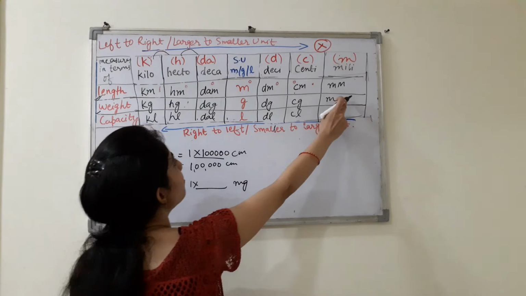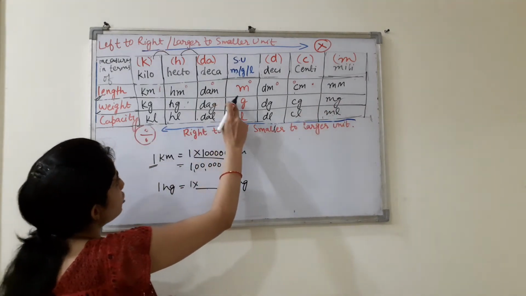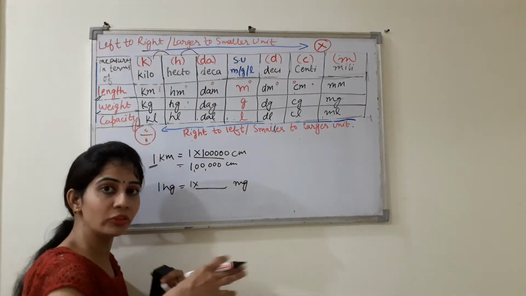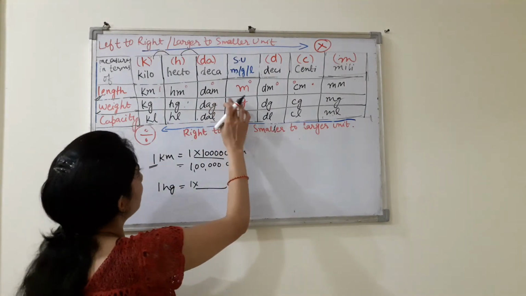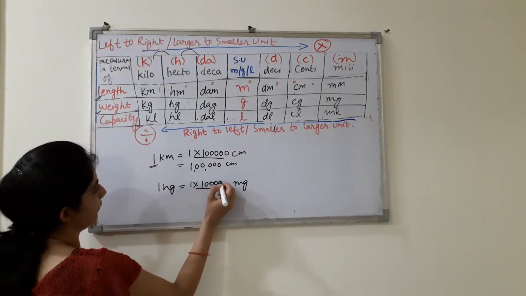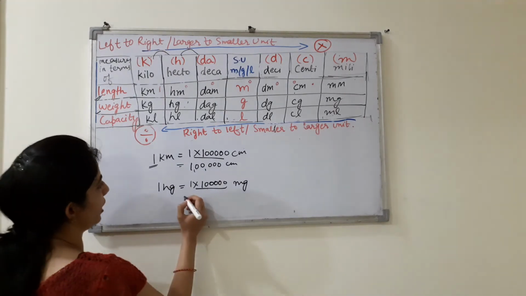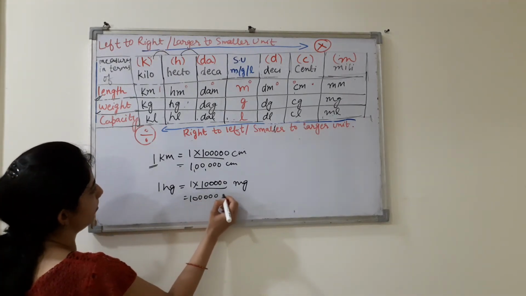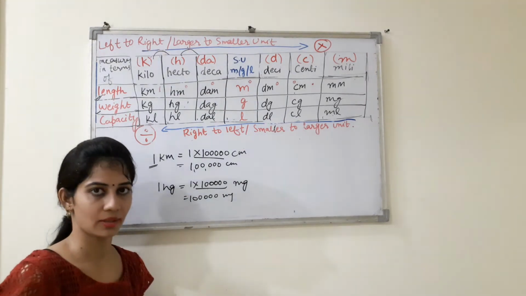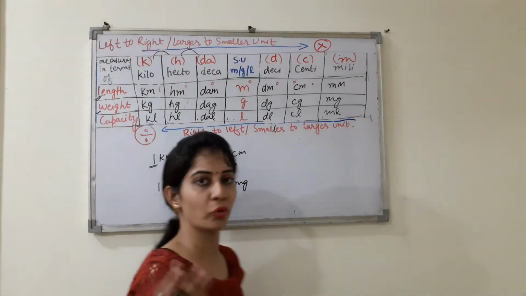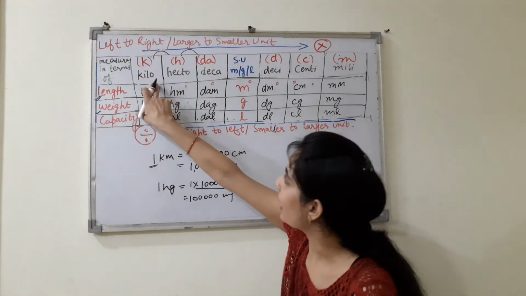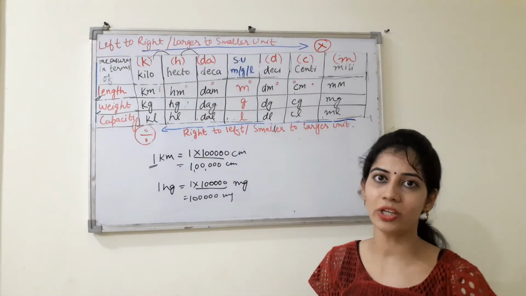You want to go to milligram, so consider the rest of the numbers or rest of the units as 0. So 1, 2, 3, 4, 5. So again here 5 zeros. Okay, so your answer will be 1 lakh milligrams. It means 1 hectogram is equal to 1 lakh milligrams. So you can do this for any of the units, right? Here you are converting from a larger unit to a smaller unit. That's why you are multiplying.